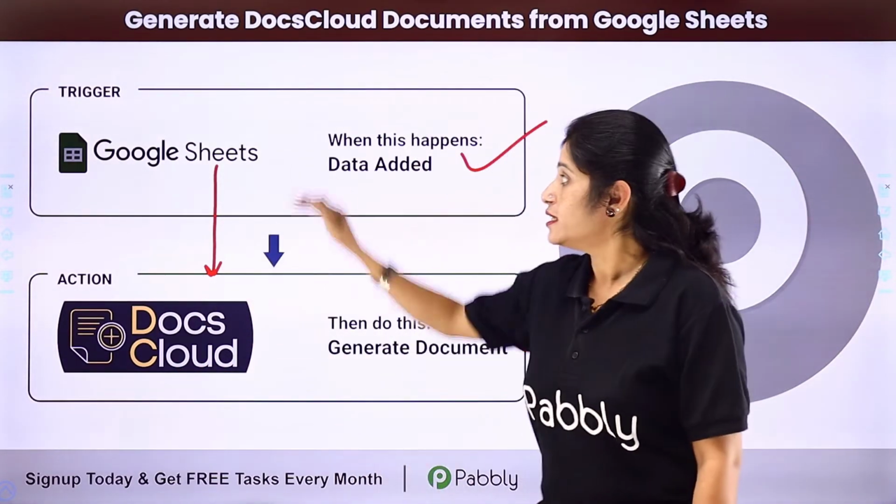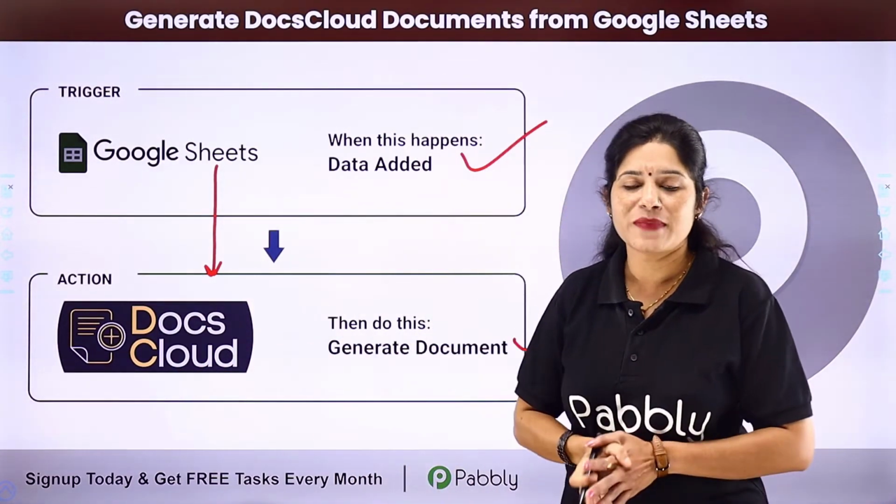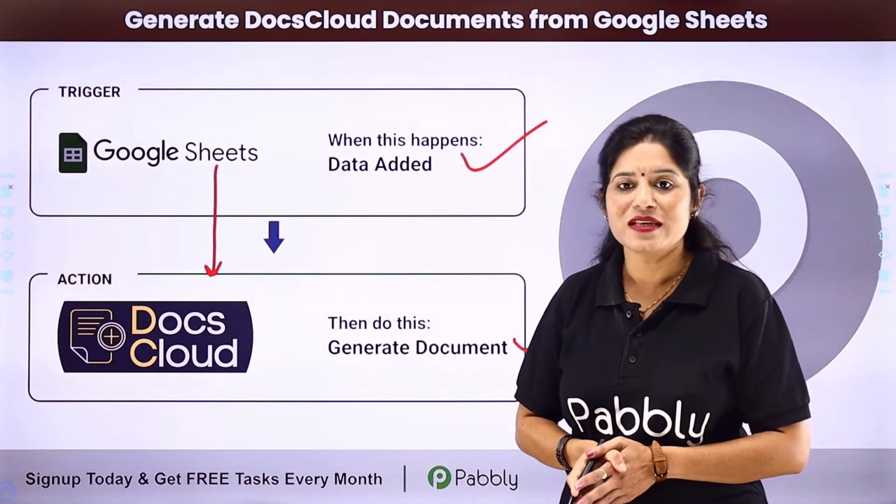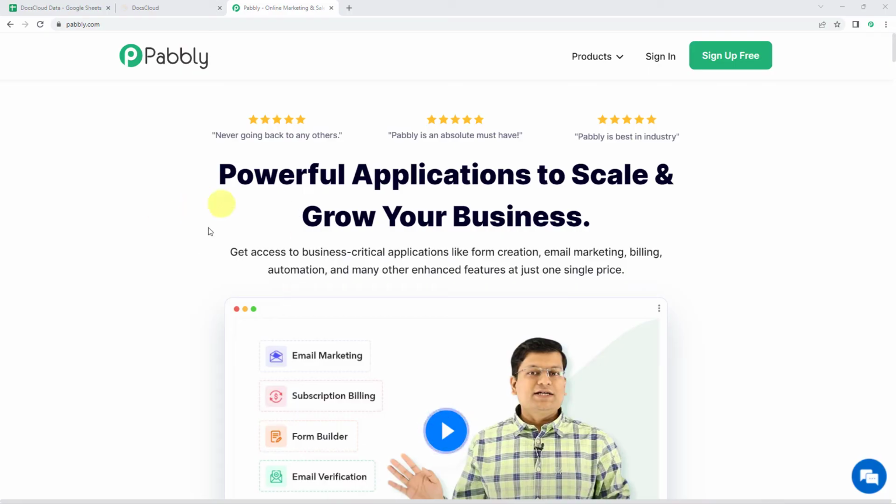So how can you integrate both these software applications using Pabbly Connect? For that, you need to come to my screen. To integrate Google Sheets with DocsCloud, first we need to log into pabbly.com. This is the website of Pabbly. Now here we can find two options, sign in and sign up free. If you're a new user, you just have to click on the sign up free button and you can create your own account in just 2 minutes and you're going to get free tasks every month. If you're already a user of Pabbly Connect, simply sign in.